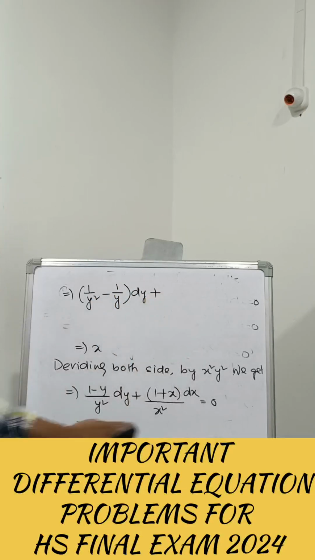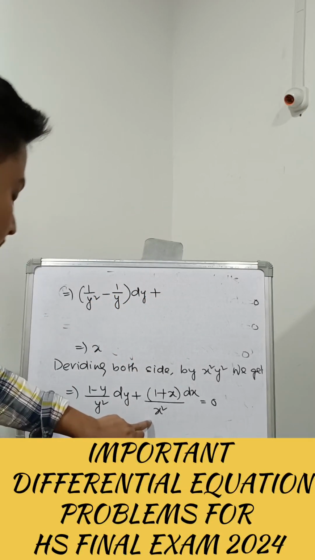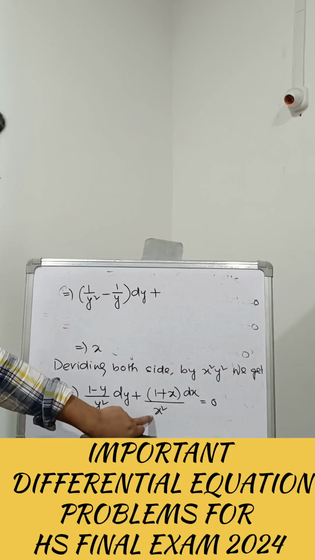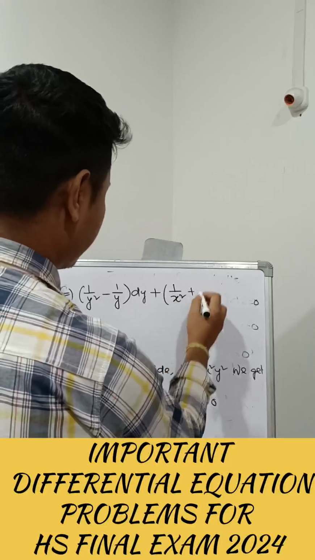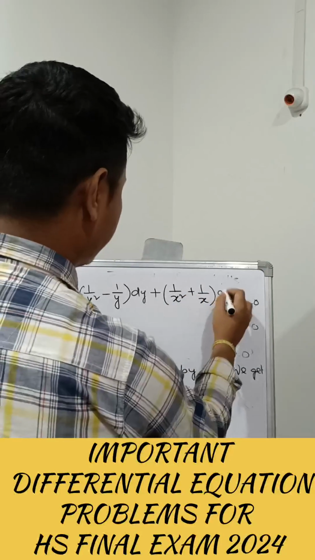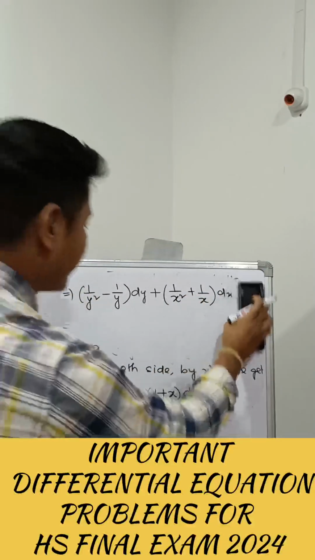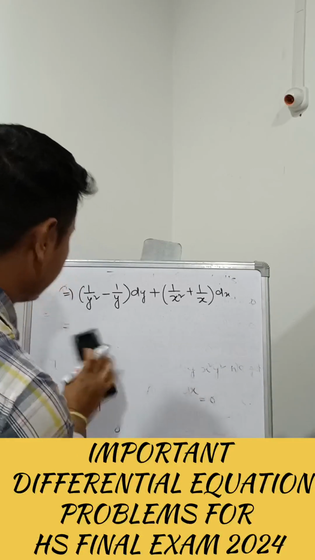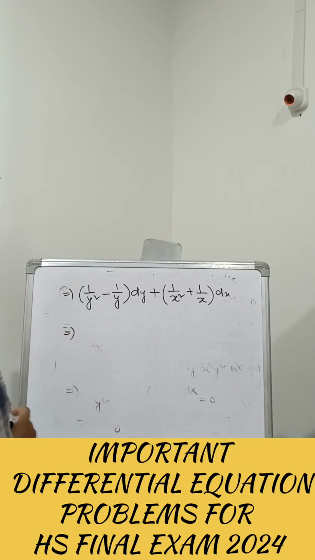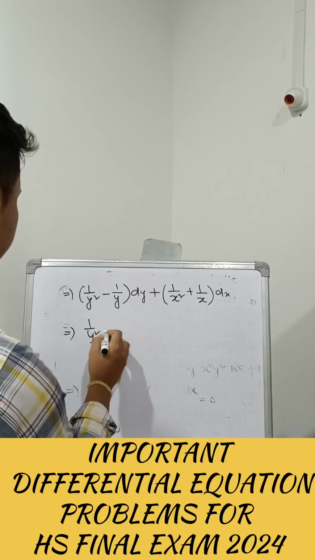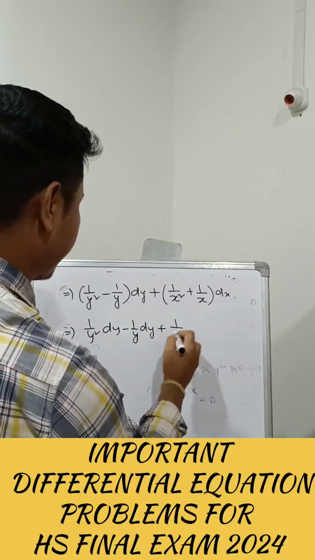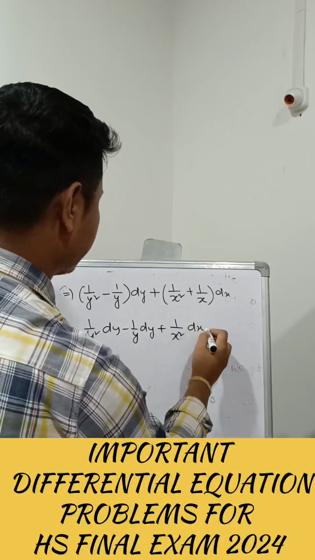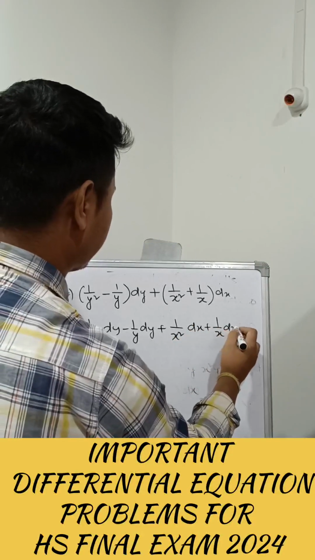And the second part of this equation, on dividing by x square, we have 1 by x square plus 1 by x into dx. Okay, now on further simplifying, what do we have? 1 by y square dy minus 1 by y dy, plus 1 by x square dx plus 1 by x dx equal to 0.